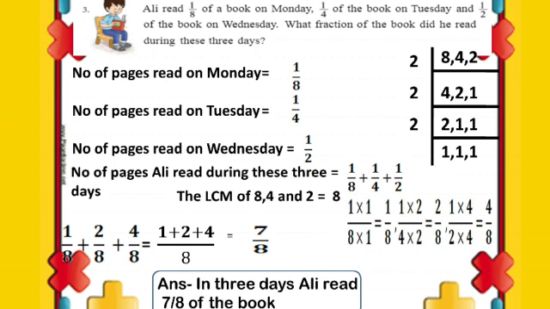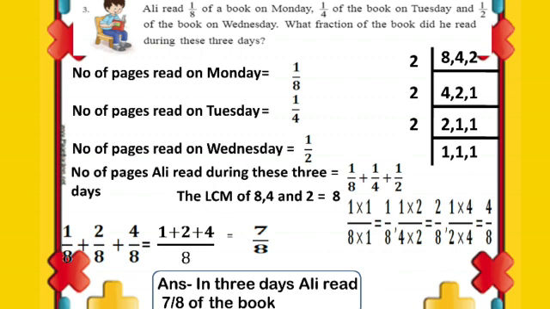So we'll write the statement as number of pages read on Monday is equal to 1 by 8. Number of pages read on Tuesday is equal to 1 by 4. And number of pages read on Wednesday is equal to 1 by 2. Now you need to find out the total number of pages he read on all 3 days. So you should add 1 by 8 plus 1 by 4 plus 1 by 2.